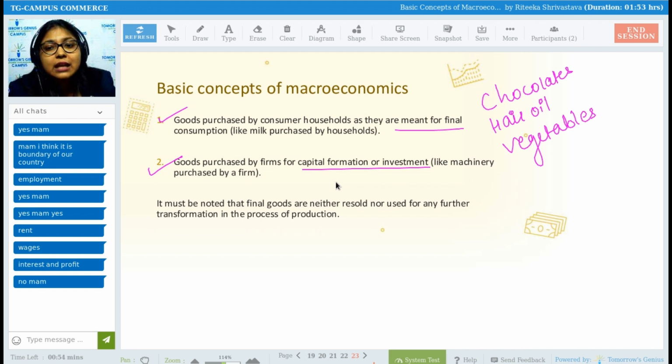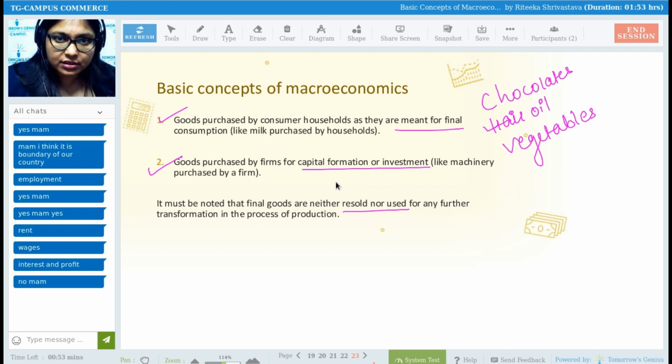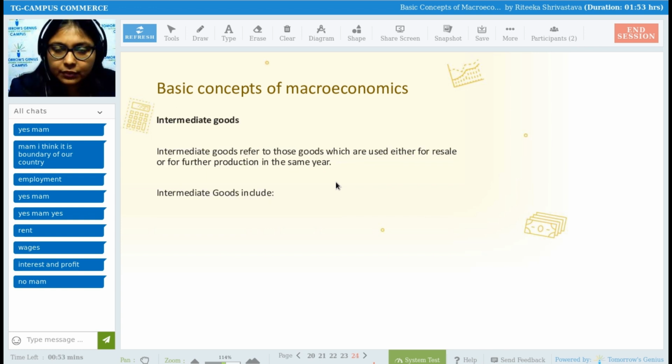Now it must be noted that final goods are neither resold nor used for any further transformation in the process of production. Whatever final goods you buy are never resold or used in any further production process. For example, if you are purchasing hair oil, then that hair oil is not going to help in the production of any other good, and it is never resold. So that was final good.